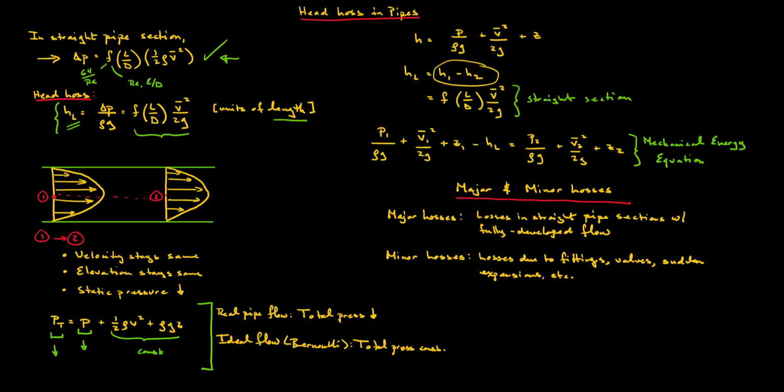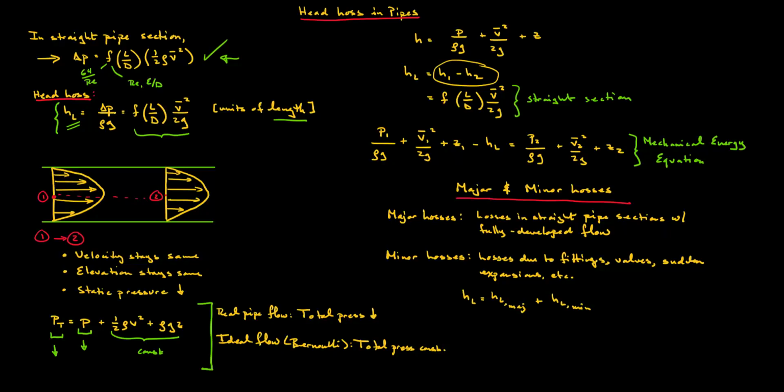Okay, so to recap, we have major losses in straight pipe sections of fully developed flow, and minor losses in the various geometric and other properties that we might encounter in our system, such as valves, expansions, contractions, things like that. So what we can actually say is that the head loss between 2 points is equal to the head loss due to major losses plus the head loss due to minor losses.